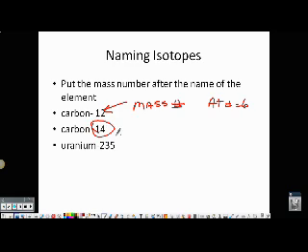Remember, mass number. This number can change. This number can never change. If it's carbon, it must have an atomic number of 6. It has to have 6 protons. So the mass number can change, the number of protons can never change as long as it's carbon. The number of neutrons can change. And when the number of neutrons changes, it's called an isotope.